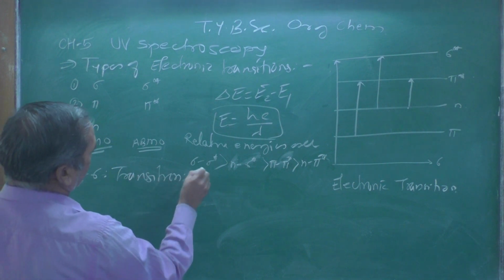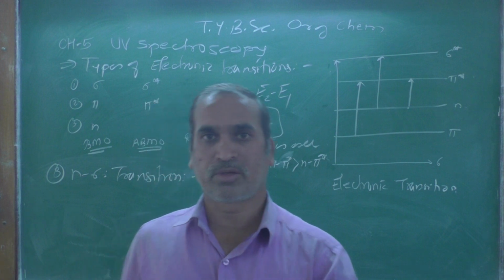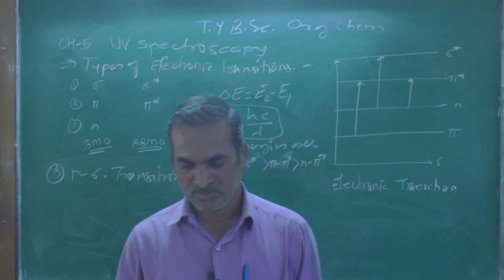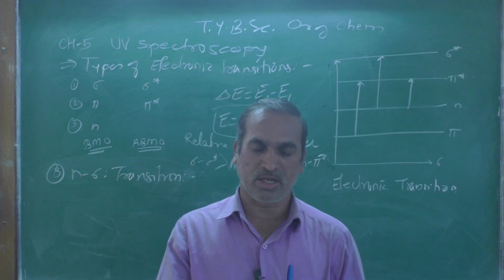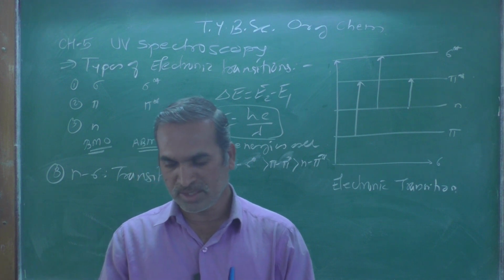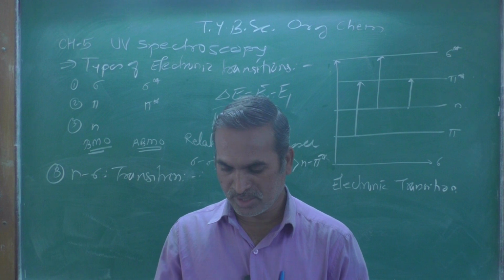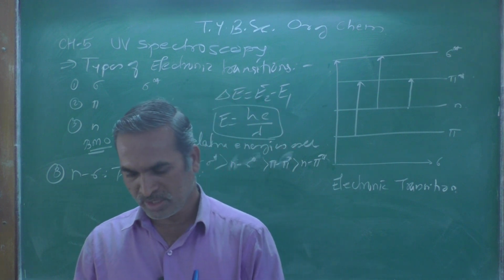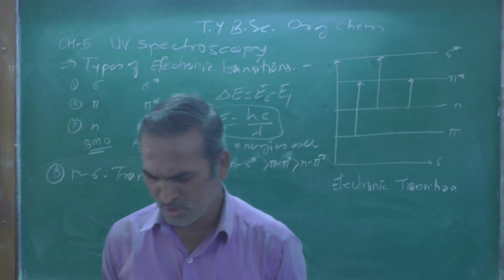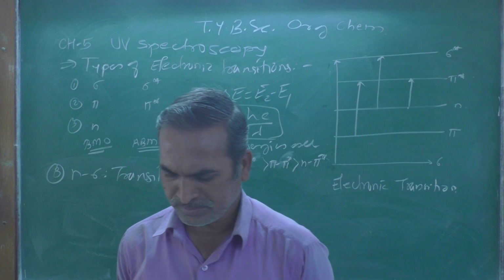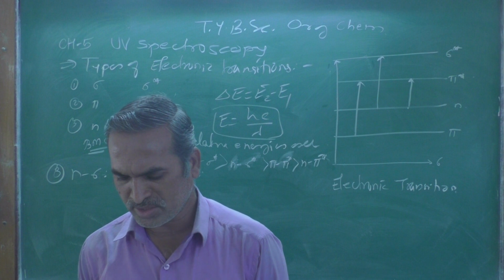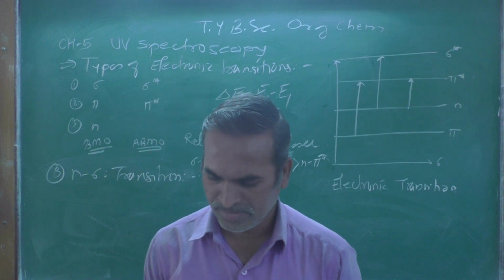N2 sigma star transition. What type of organic molecule will show this type of transition that we are going to see over here? In this type of transition, the promotion of an electron from a non-bonding orbital to a higher energy anti-bonding sigma star orbital takes place.